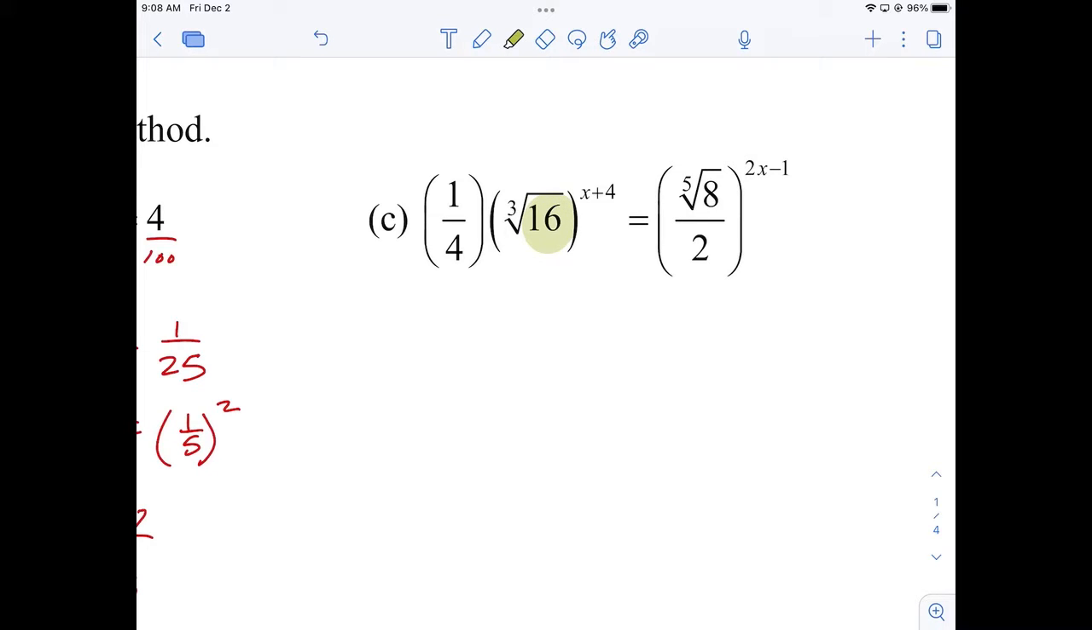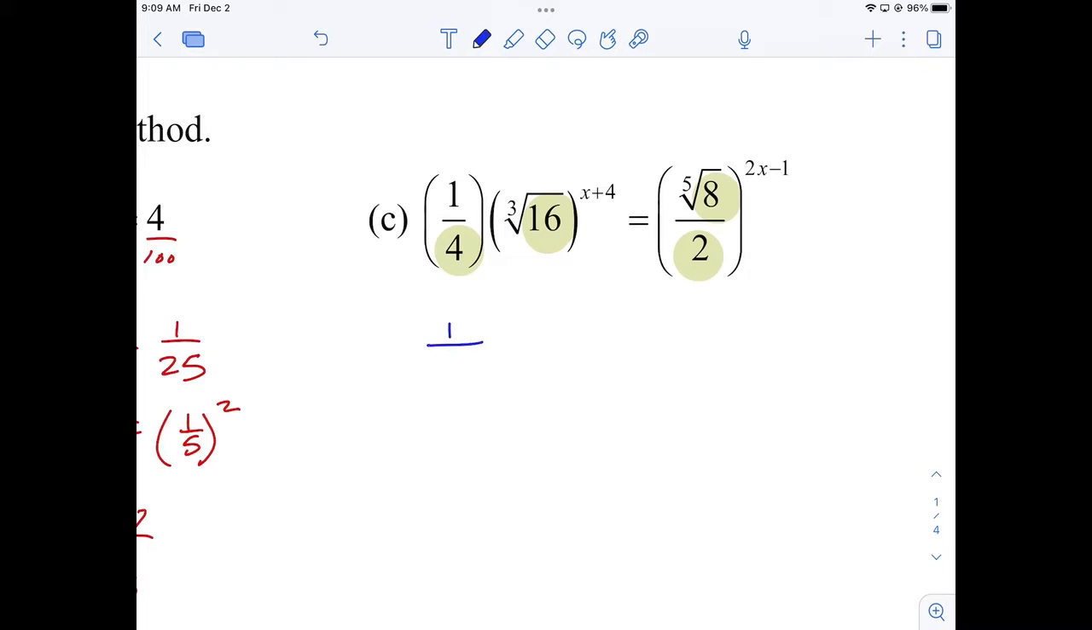Yeah. 16. If you look at all your numbers, look at those numbers other than 1. What do they all have in common? 2, right? They're all powers of 2. So once you realize that, that would be your first step. Go through and write everything as a power of 2. And while you're at it, if you can get rid of the radicals, that would also be good.